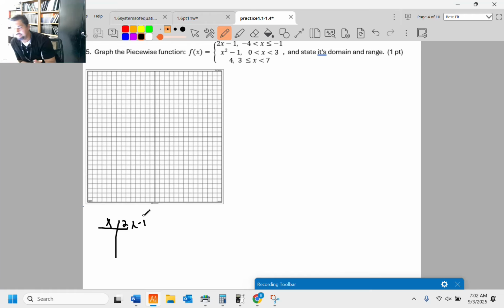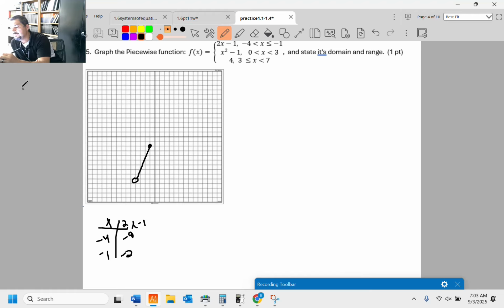Like 2x minus 1 is a line, right? We're going to feed it a -4 and a -1. If we feed it a -4, it's going to return -9, because twice a -4 is -8, take away 1 is -9. If we feed it a -1, it's going to return -2. So I have to go back 4, down 9, and it's going to be open. Pay attention to your inequality symbol. -1, -2 is going to be solid, and there's the first piece.